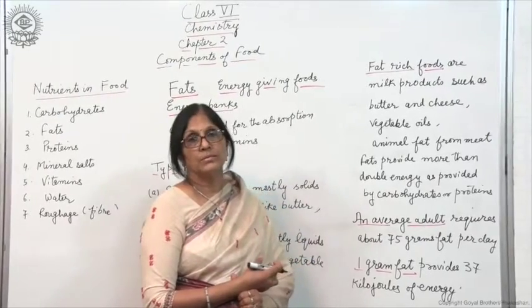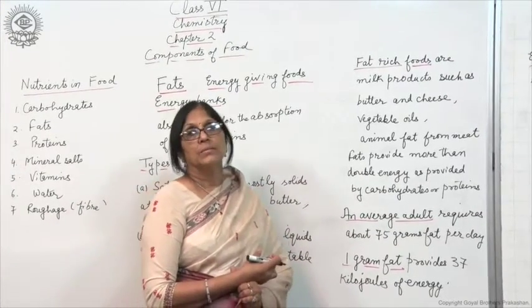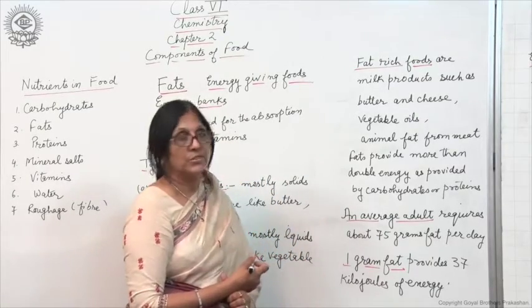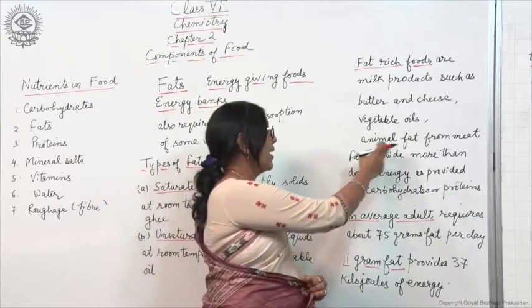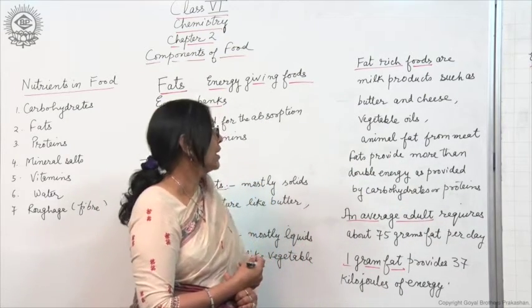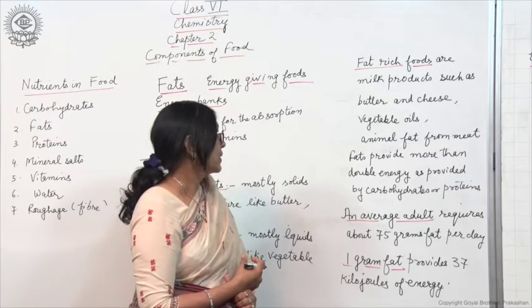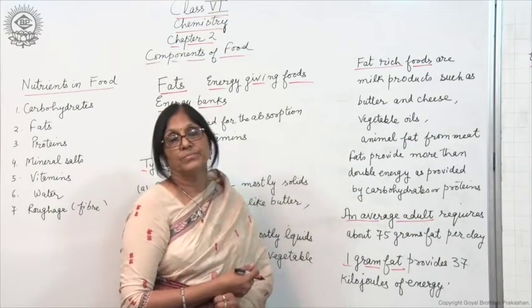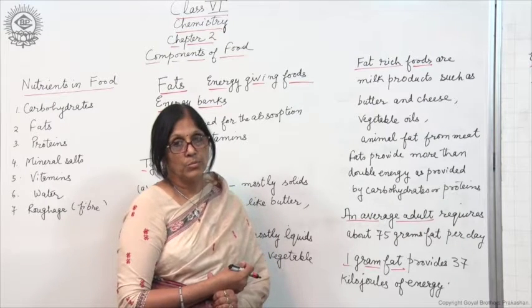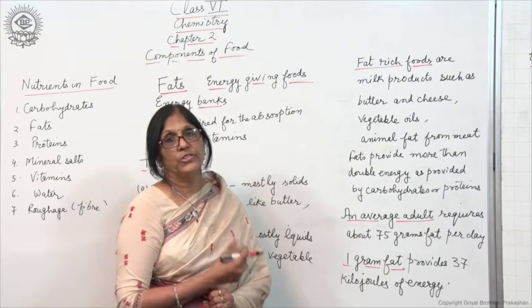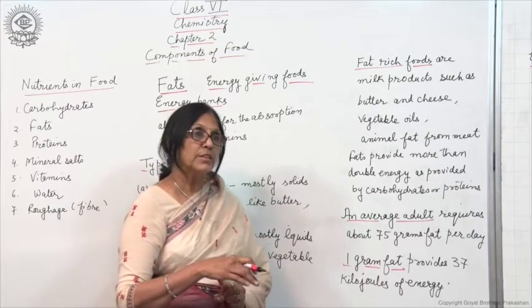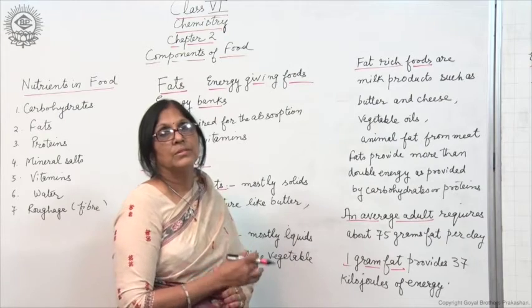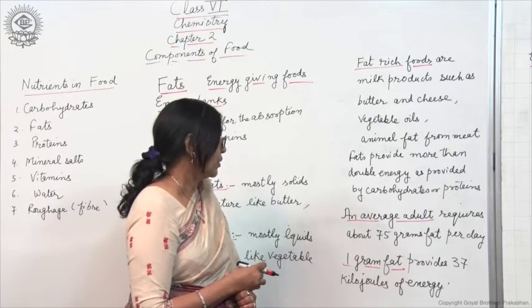like mustard oil, refined oil, olive oil, coconut oil, all these are rich in fats. Also animal fat from meat, these all contain fat. As I have already told you, fats provide more energy as compared to carbohydrates, almost double energy, and fats get stored inside the body, and whenever energy is needed by the body, these fats give the energy to the body.